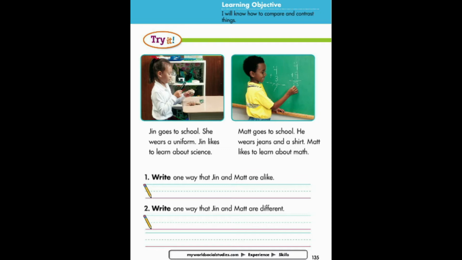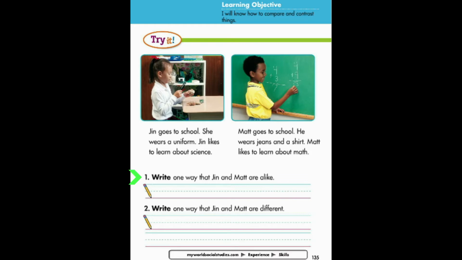Now we're going to try it. Remember, our learning objective is, I will know how to compare and contrast things. Let's look at the paragraphs. The one on the left is of Jen. Jen goes to school. She wears a uniform. Jen likes to learn about science. The one on the right talks about Matt. Matt goes to school. He wears jeans and a shirt. Matt likes to learn about math.